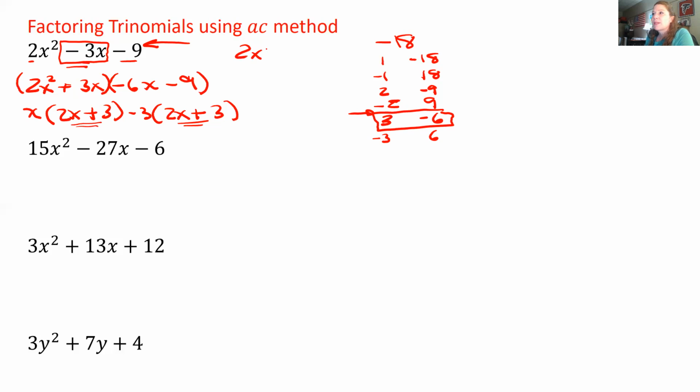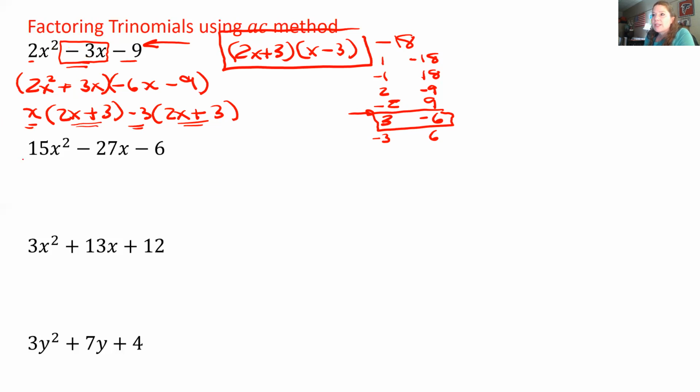One factor is 2x plus 3, and the other factor is what's outside the parentheses put together. So I have x minus 3. And that's my answer. So then if I FOIL this expression, I'm going to get back what I started with.